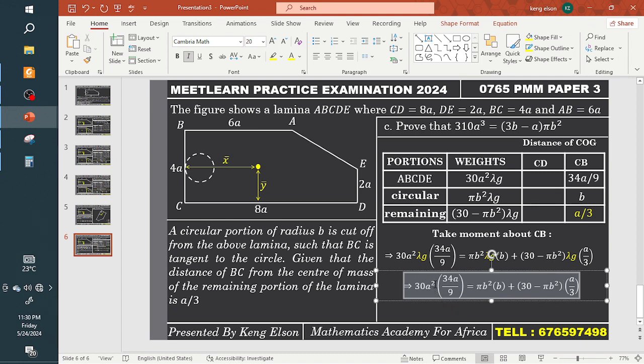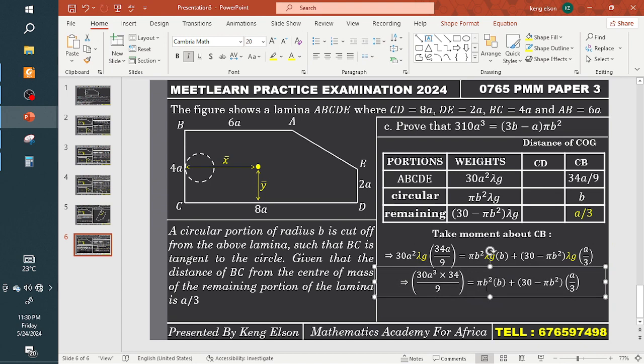Let's see, this becomes a cube. So I'll put the 30 here times 34. I'll remove the a from there because I've already called that a cube. This will become b cube. Now let's multiply all through by 9. I'll have 9 here, I'll have 3 here because the 3 will cancel, and I'll be left with a numerator here.